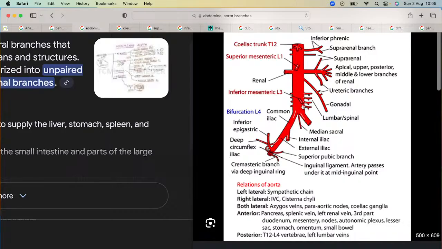At L3 we have the inferior mesenteric artery, and then finally at L4 we have the common iliac artery. So the bifurcation of the abdominal aorta into the common iliac arteries eventually become the internal iliac and the external iliac arteries.